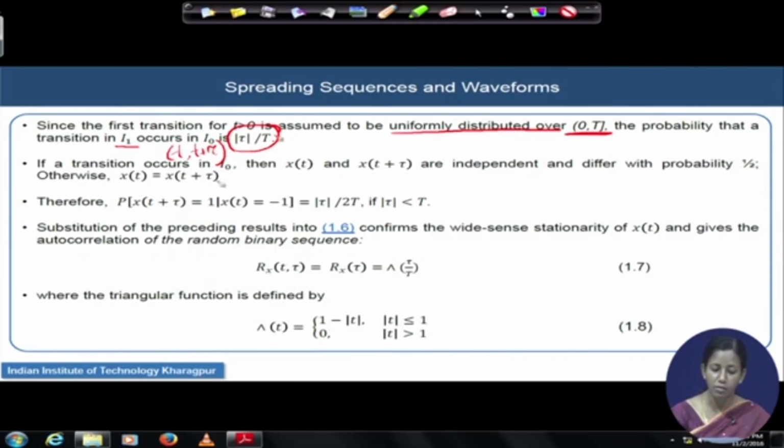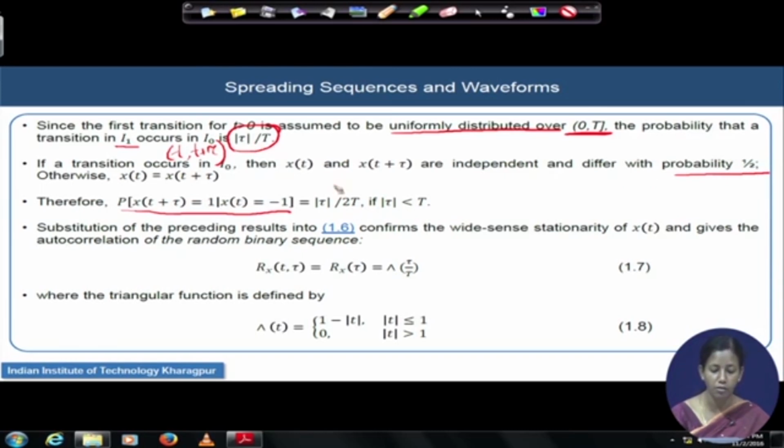Now, if the transition occurs in I_0, then x(t) and x(t+τ) are independent, and they are considered different signals, and their probability is equal to half. Therefore, the total probability for this next scenario, that there will be an erroneous reception, will be governed by mod τ by T times half, because it is multiplied with this probability of half.